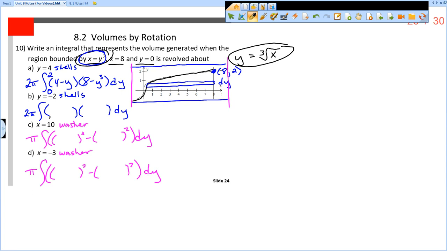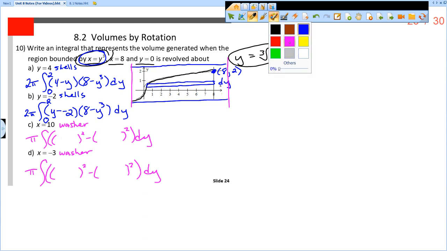All right, what about for B? y equals -2. Well, now y equals -2 is below the dy, so we're going to take y, which is the upper thing, minus -2, and then the height is still the same, 8 minus y cubed. All right, and we're integrating from the lowest to the highest, so 0 to 2. All right, so that's part B. All right, part C, x equals 10.